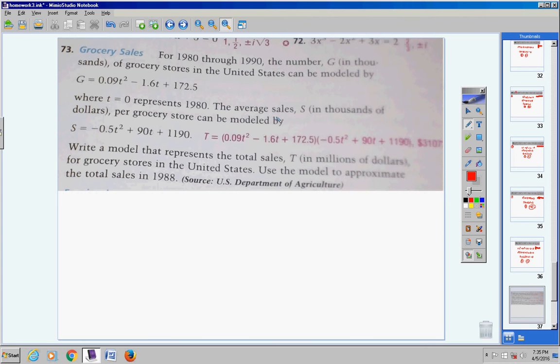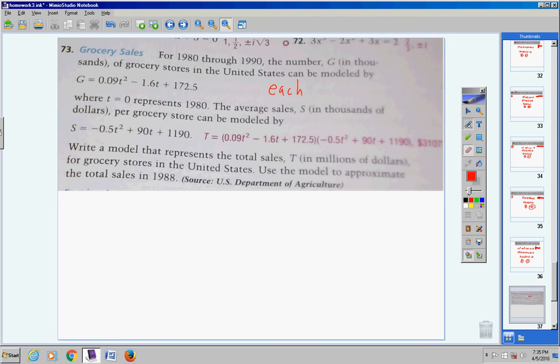The average sales of each store can be modeled by this. Okay? Now think about if I told you there were 20 stores in Chattanooga, and each store averaged $1 million in sales. How would you find the total sales? Well, you would take 20 times a million, because each store averages $1 million, and there's 20 stores. That really should make sense, guys. Each store averages $1 million, there's 20 stores, multiply them together.